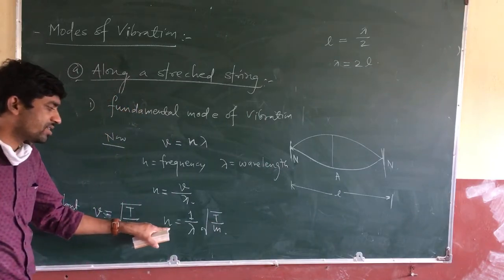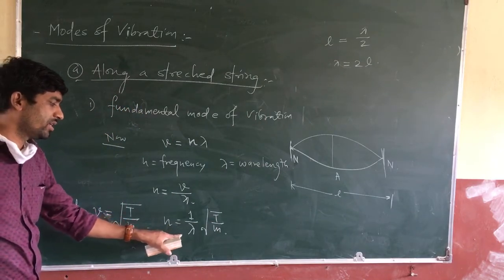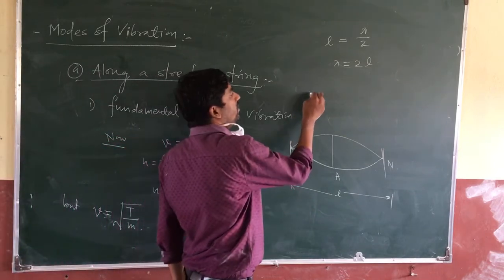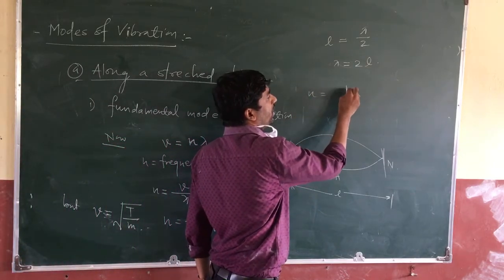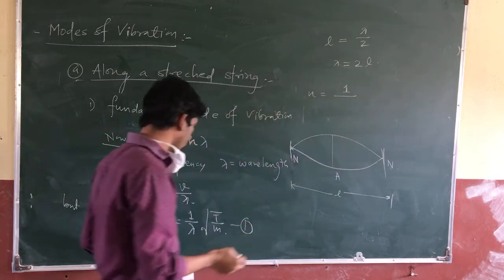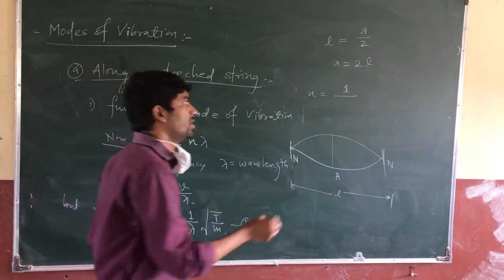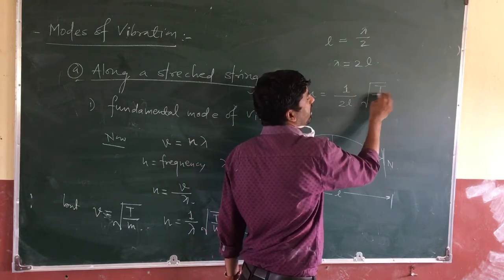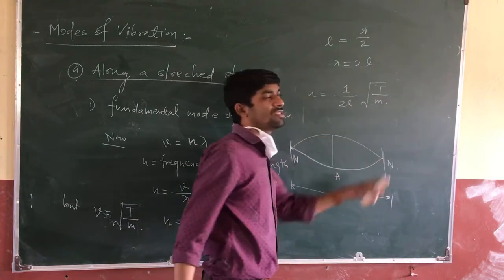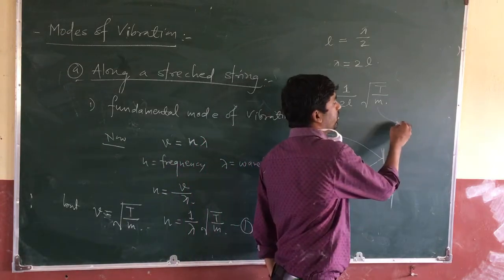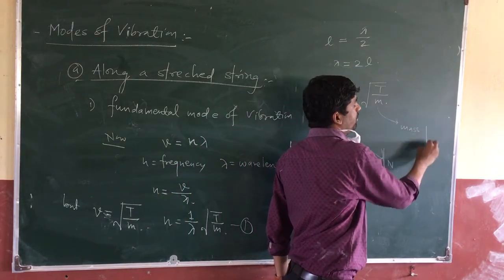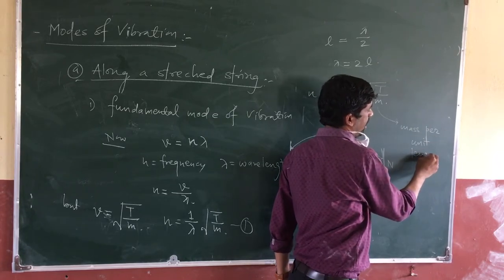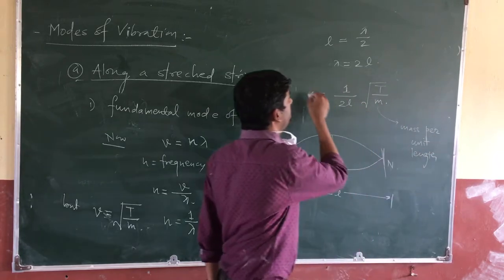If I substitute this lambda in equation number 1, then what is n? n is equal to 1 upon twice L, into the square root of tension divided by small m. What is small m? Small m is your mass per unit length. And what is T here? T stands for your tension.